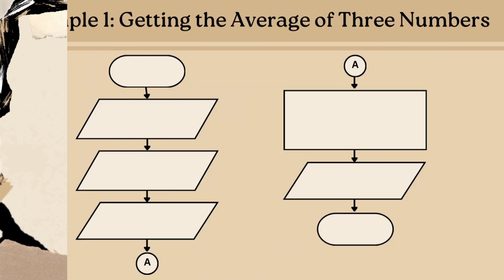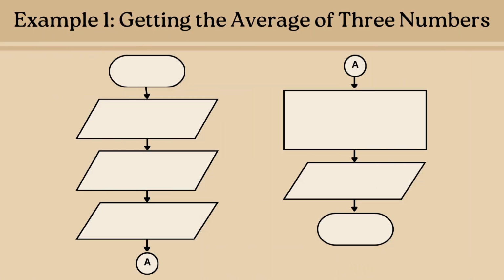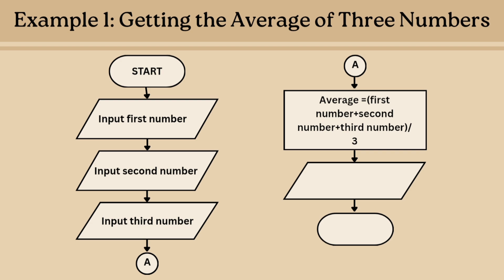Examples. Example number 1. Getting the average of 3 numbers. Start, input first number, input second number, input third number, average, display average, end.